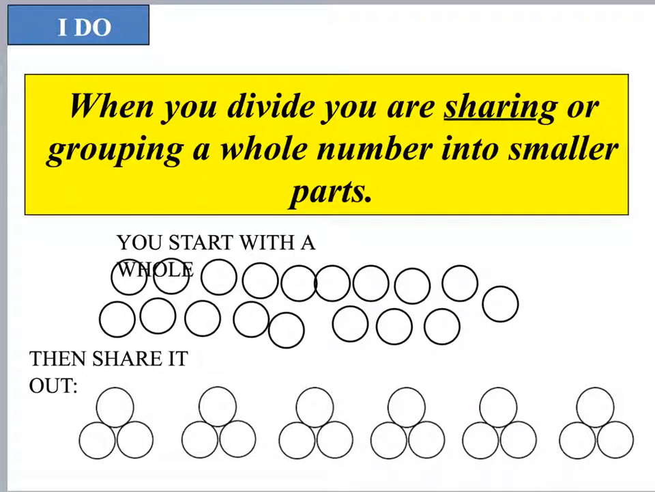Alright, this is the I do section now, so I'm going to do this. You can put your pens down and make sure you're focused and ready. A reminder that when you divide, you are sharing or grouping a whole number into smaller parts. So you start with a whole number, and as we count, 1, 2, 3, 4, 5, 6, 7, 8, 9, 10, 11, 12, 13, 14, 15, 16, 17, 18. So we have 18 whole circles there, and then you can see they've been shared out into groups of 3. How many groups of 3 do we have? 1, 2, 3, 4, 5, 6.